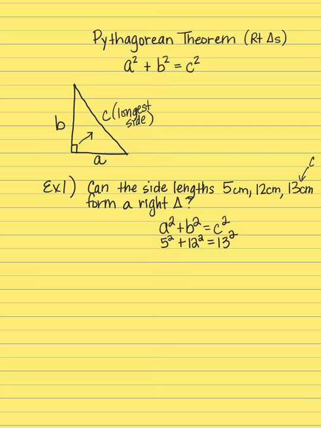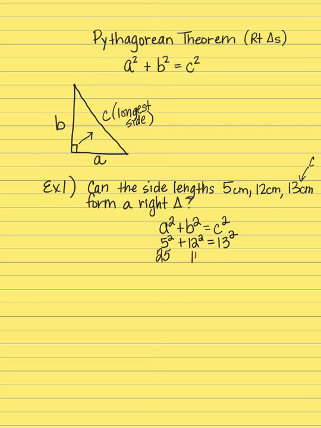Now, it doesn't say that 5 plus 12 equals 13. It says 5 squared plus 12 squared equals 13 squared. So after we plug those numbers in, we're going to square each of those numbers individually. You can do that in your calculator, but to square something just means multiply it by itself. So we're going to do 5 times 5, that's 25.